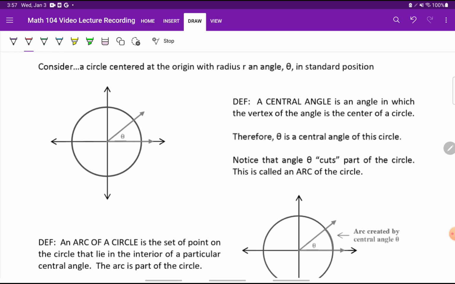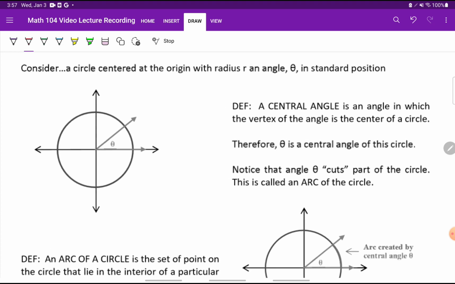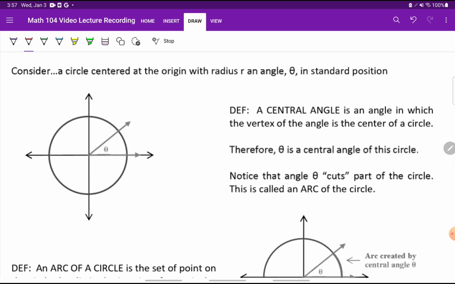So let's consider a circle centered at the origin with a radius of r and an angle theta in standard position. A central angle is an angle in which the vertex of the angle is in the center of the circle. So if we look at this diagram here, theta is a central angle because its vertex is right on the center of our circle.